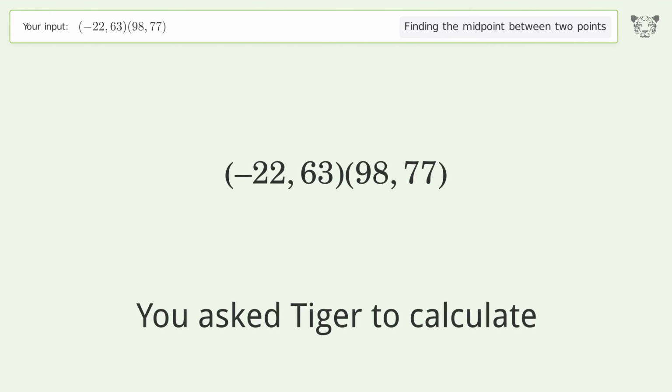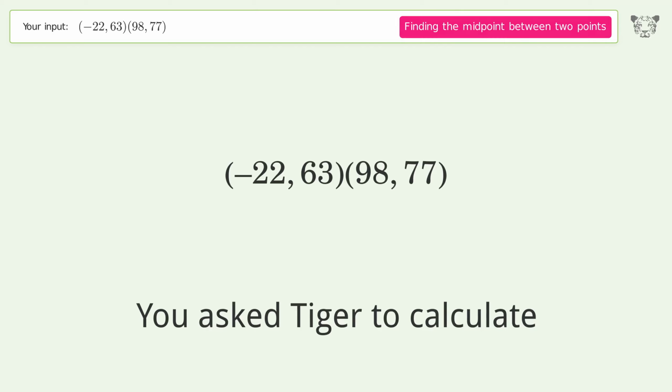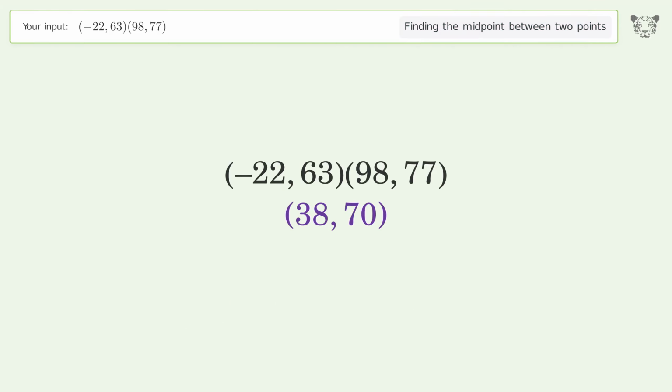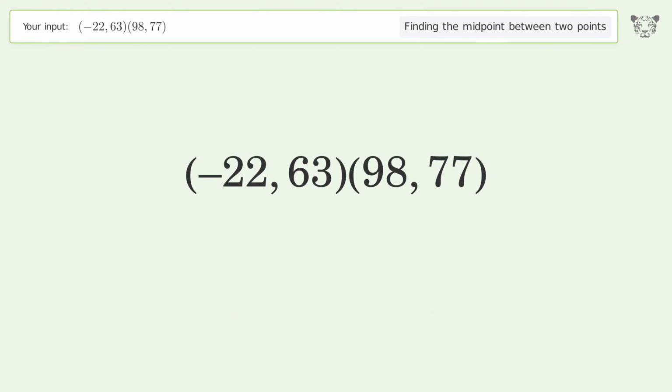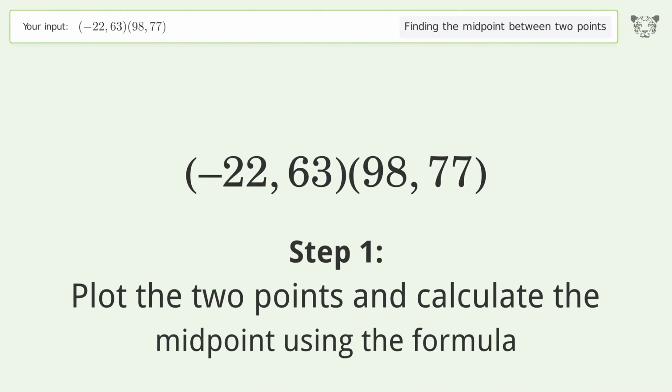You ask Tiger to calculate. This deals with finding the midpoint between 2 points. The midpoint between the 2 points is 38,70. Let's solve it step by step. Plot the 2 points and calculate the midpoint using the formula.